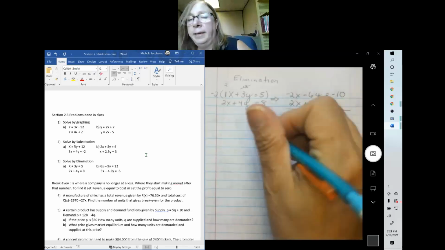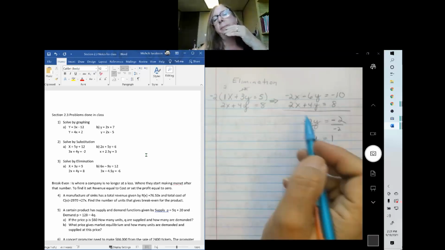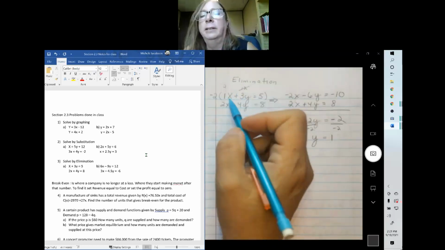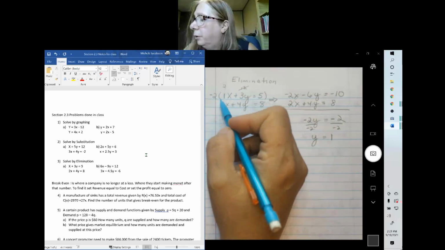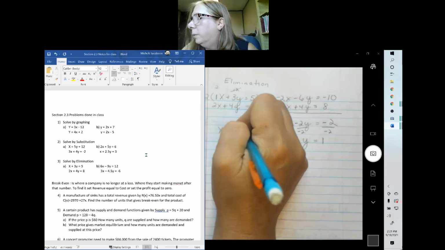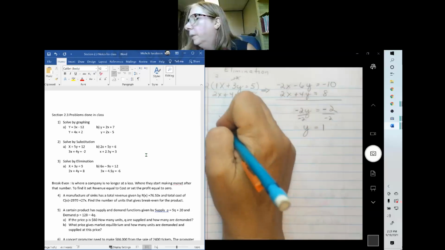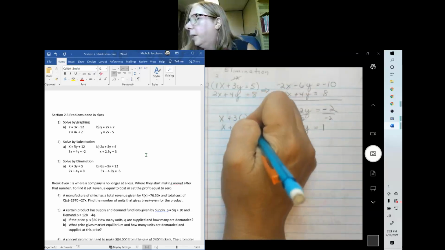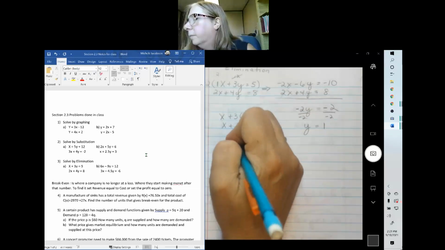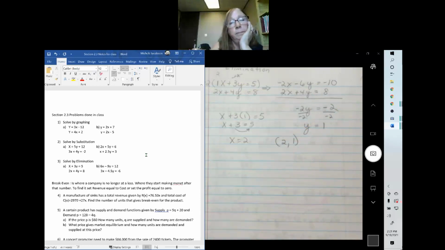You still need to plug this back in to find the x value. You can use either one of them. I would use the first one because x has a 1 as the leading term. So we have x plus 3 times 1 equals 5. x plus 3 equals 5. Subtract the 3, and we get x equals 2. Any questions on that?